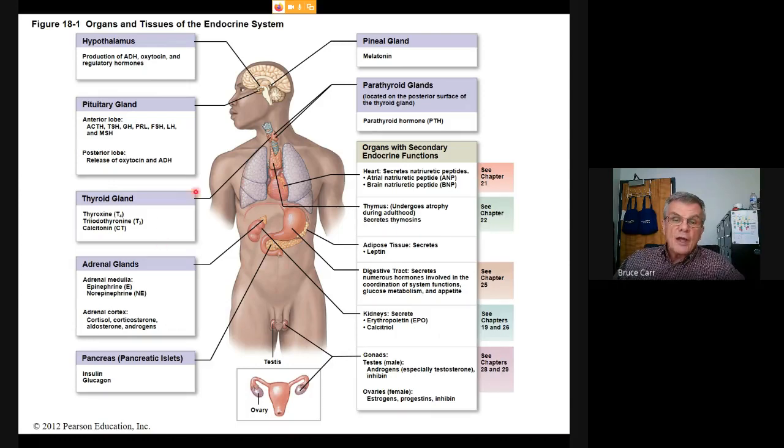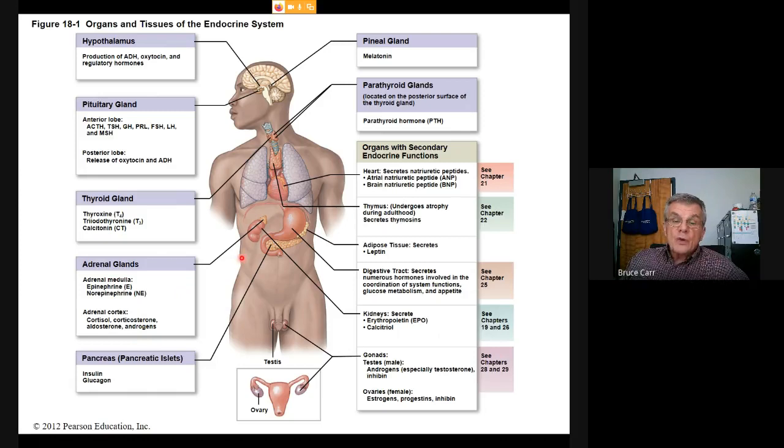The thyroid gland, which sits here right below the larynx, produces two thyroid hormones, which are general overall activators. T3 and T4 is sufficient, but they're called thyroxine and triiodothyronine. And they basically are metabolism activators. They speed up our metabolism. Calcitonin is an additional hormone from the thyroid that affects calcium balance.